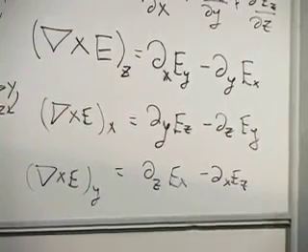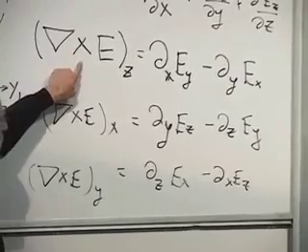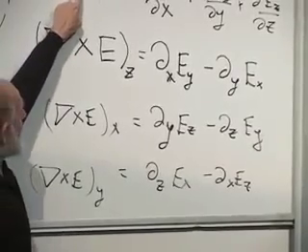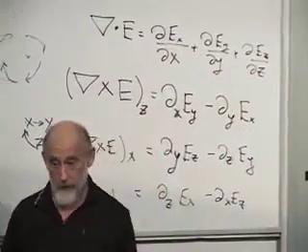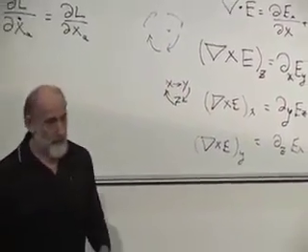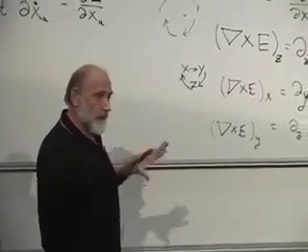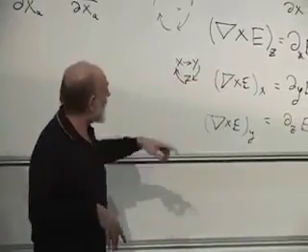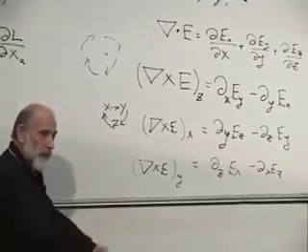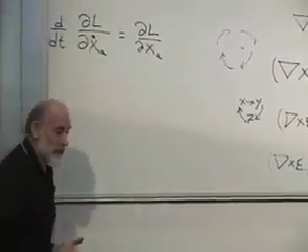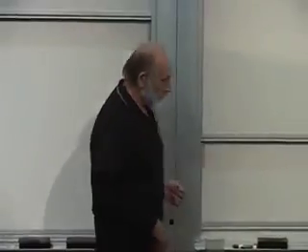So this is an operation that you do on a vector and gives you another vector. This is an operation that you do on a vector and gives you a scalar. One of them gives you the tendency for the field to separate out from a point. It's a scalar, the divergence. And the other has three components, the circulation of the field around the three axes, basically.